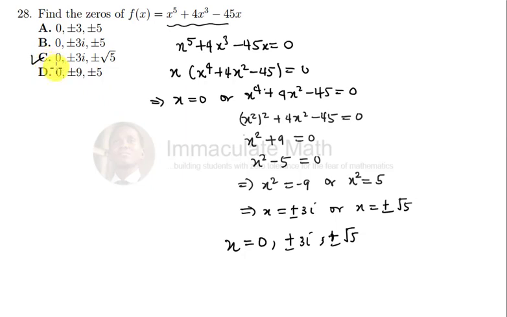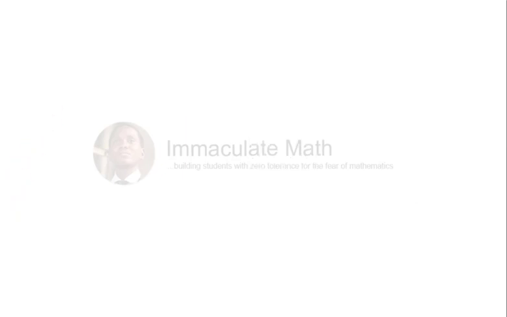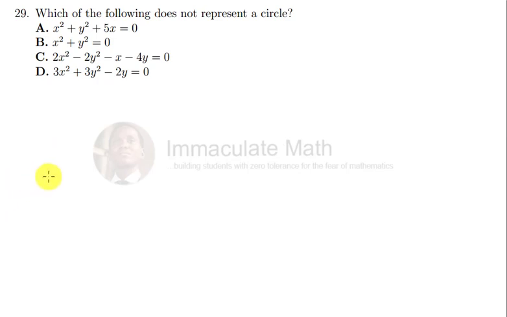Sometimes the options might look the same, so you have to make sure that you pick the right option. So we're almost done. Question 29. It said: which of the following does not represent a circle? Okay, so don't forget that the equation of a circle is of this form: x square plus y square plus 2gx plus 2fy plus c equals 0. So any equation that doesn't follow this form is not an equation of a circle.